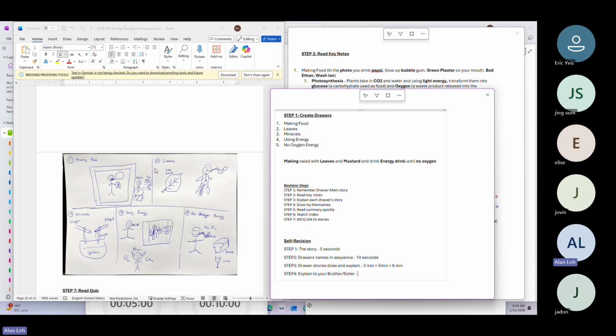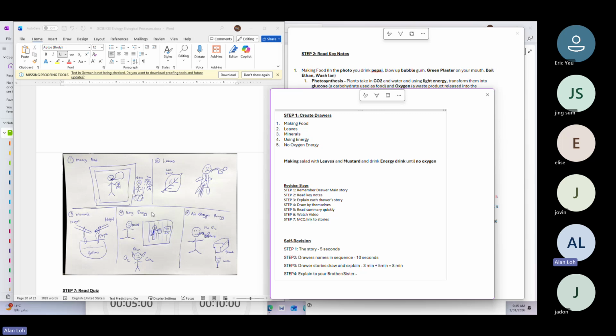Now, with this drawer, explain it to your brother. For Elise, explain it to Jeffrey. For Xuan Xuan, explain it to Jing Sam. For Jing Sam, explain it to Xuan Xuan. Right? For Joanne, explain it to Karen. For Eric, explain it to Brian. For Jaden, explain it to, maybe Jeremiah is too young. Just explain it to your mommy.